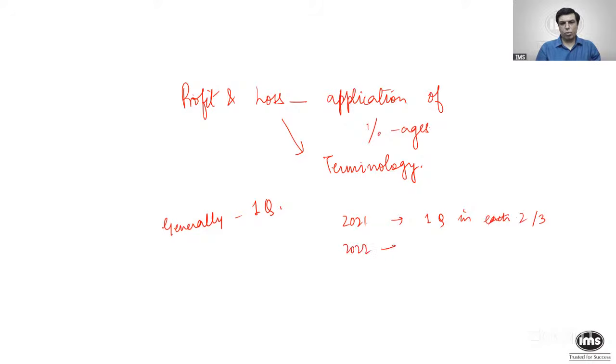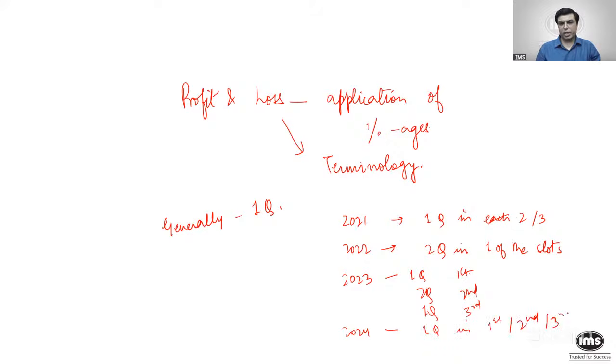In 2022, there were 2 questions in one of the slots. Okay. And in the other 2 slots, the topic was not asked. In 2023, there was 1 question in the first slot. There were 2 questions in the second slot, and there was 1 question in the third slot. And last year, in 2024, there was 1 question in each of the 3 slots. Okay. So which means, as I said earlier also, that generally we can say that there is 1 question. There may be certain slots where there are no questions, like in 2022, there were 2 slots when there was no question. There may be slots where there is more than 1 question, but usually there will be 1 question in each of the slots.